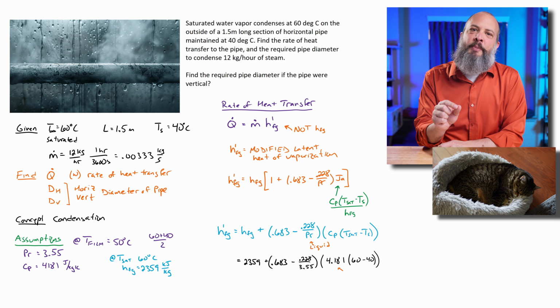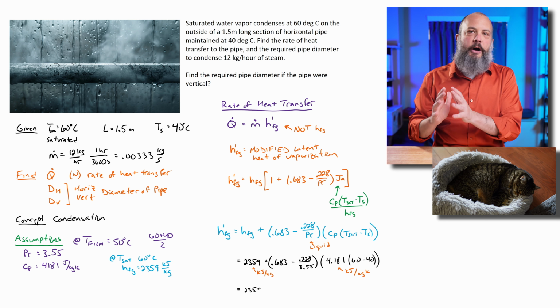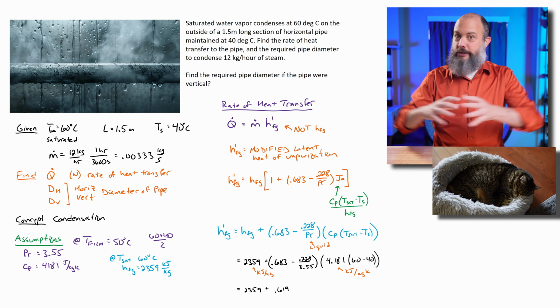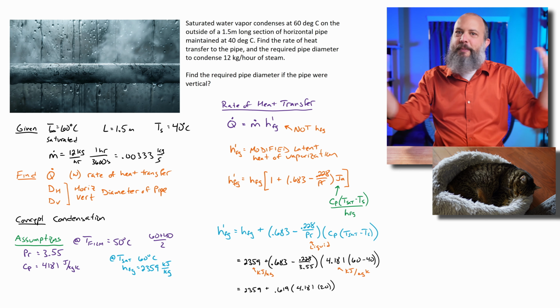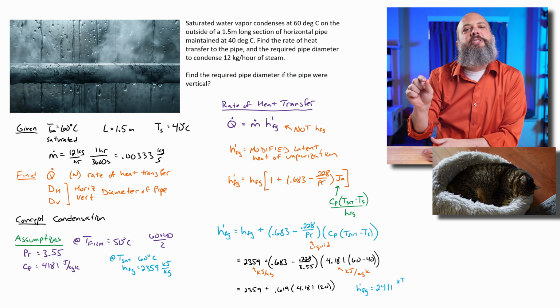And this is just a little bit more than the 2359 hfg, and that makes sense. It should be just a little bit more. The amount of heat it takes to do a phase change is gigantic. The amount of heat it takes to change by 20 degrees, right, is really small. It's just an extra couple of percent.